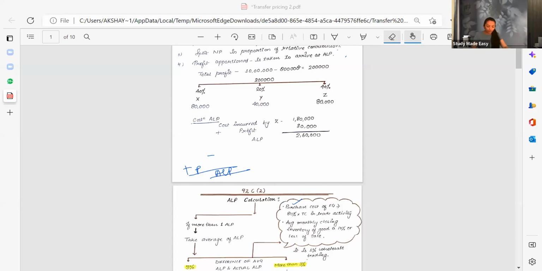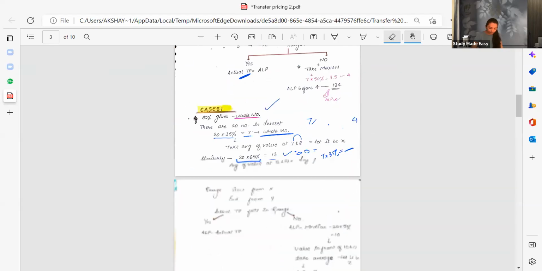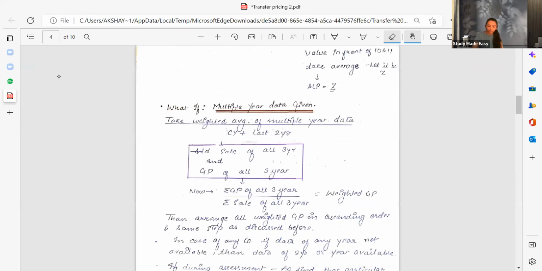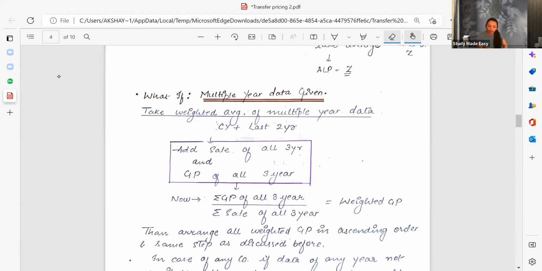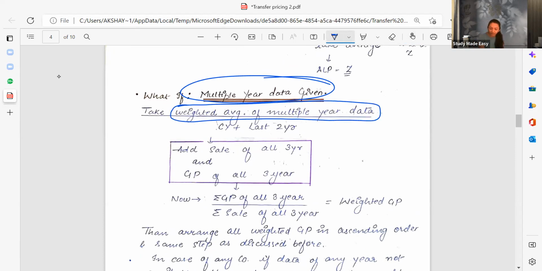Now, ma'am, what about the range concept? Is it applicable only for 1 year? In the range concept, you have to take observations of the past 3 years, maximum. Suppose in your question multiple year data has been given. Then take the weighted average of those multiple year data: the current year as well as the last 2 previous years.